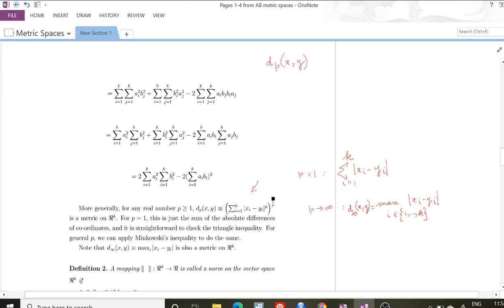So that's the property of symmetry. And you can see that this max is going to be 0 if and only if xi is equal to yi for every coordinate, right? So if and only if x and y are the same point.